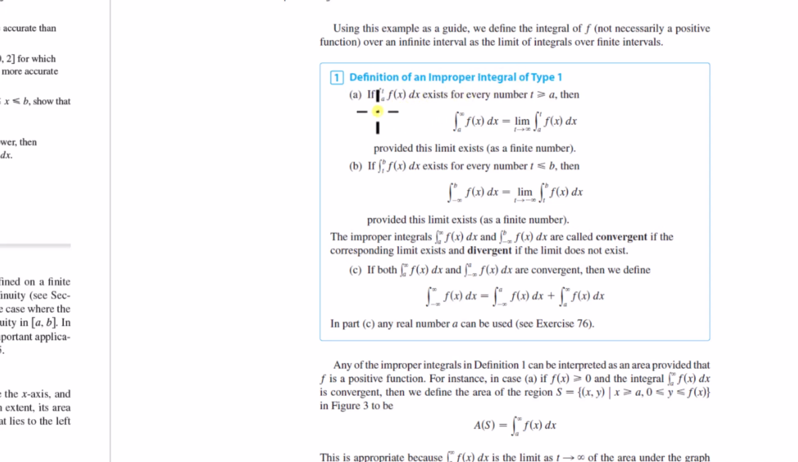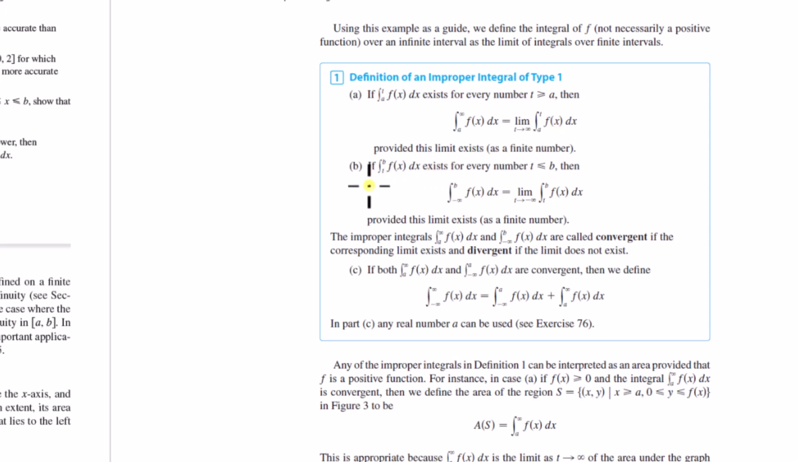If the integral from a to t of f(x) dx exists for every number t greater than or equal to a, then the integral from a to infinity of f(x) dx is just the limit as t approaches infinity of the integral from a to t of f(x) dx, provided the limit exists. So it might not exist. It might diverge, where the area doesn't converge to anything, depending on the function.